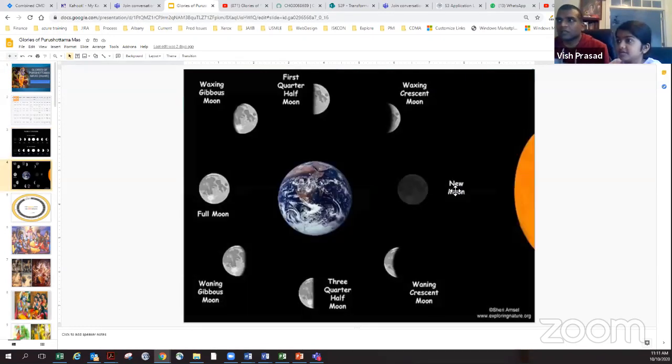Yes, good. So this is a science lesson or astrological lesson here. And that says the moon itself doesn't have any light, right? Moon reflects the light of the sun.